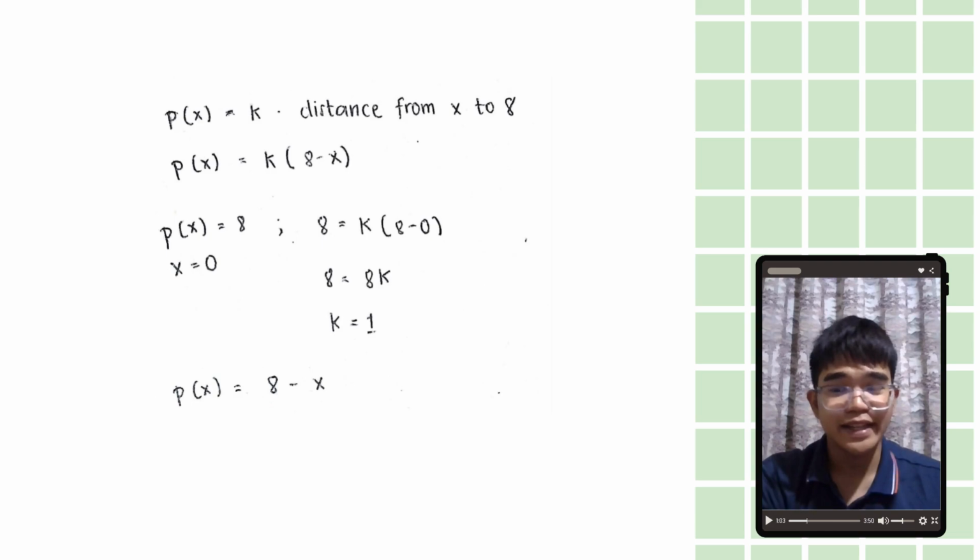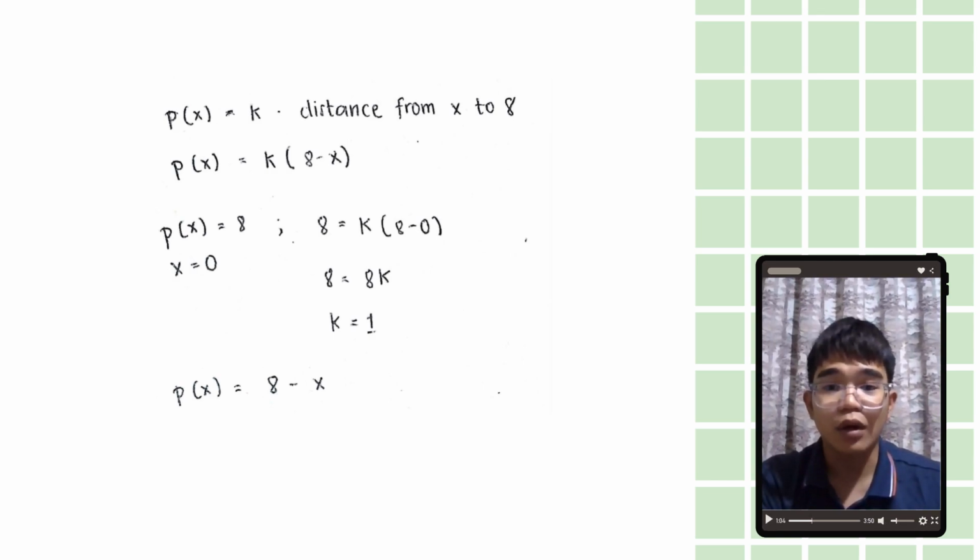To find the linear density, p of x varies directly as the distance from the point x to the reference point at x equals 8. The distance between any point x on the rod and the reference point is 8 minus x. The direct variation formula is p of x equals k times 8 minus x.